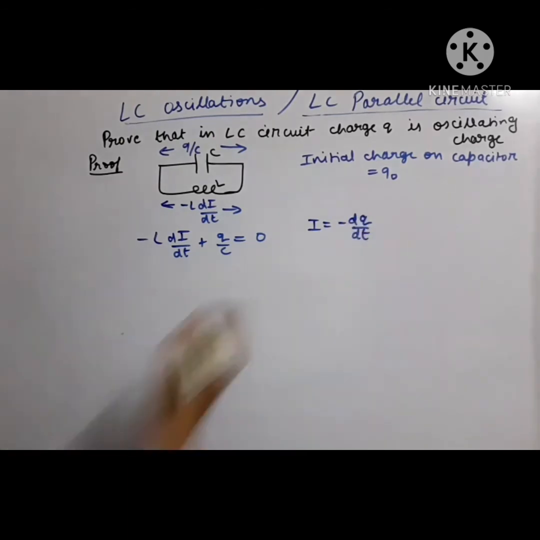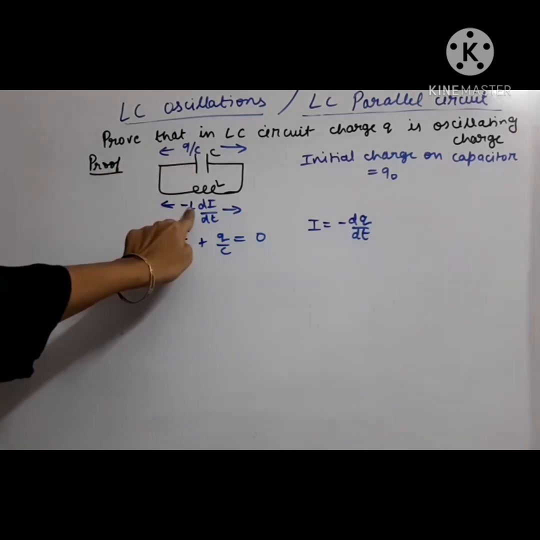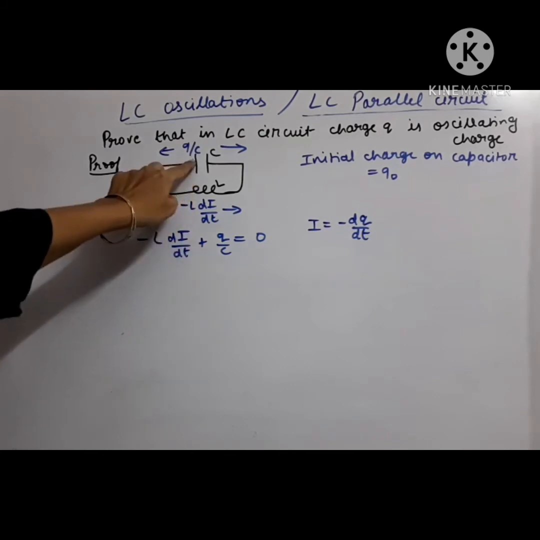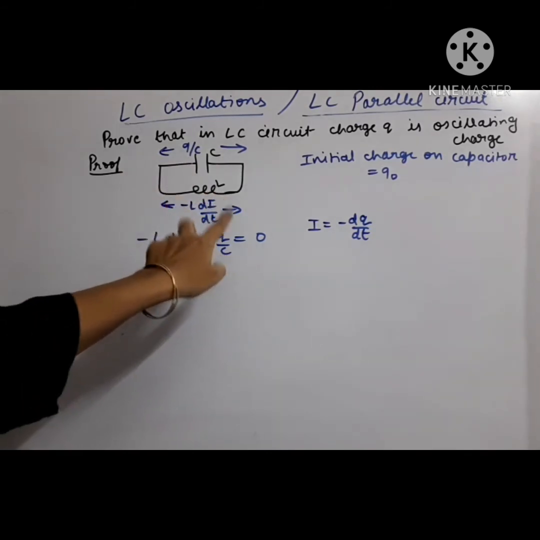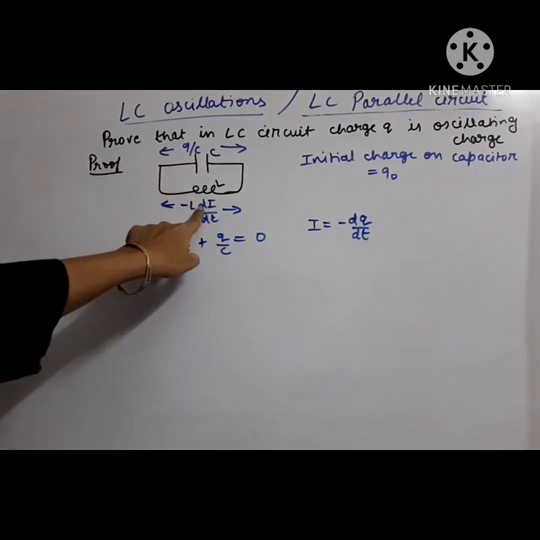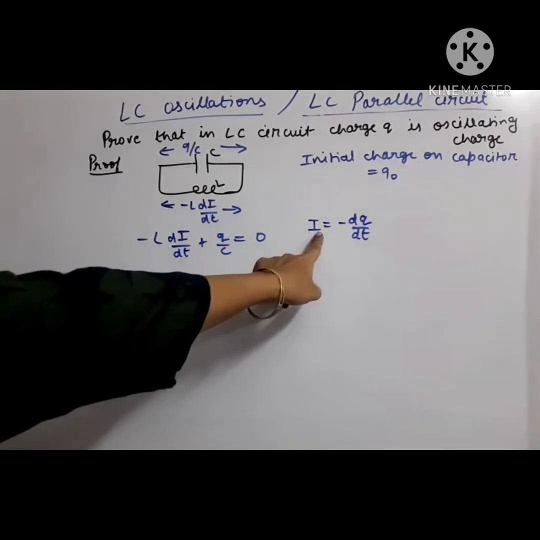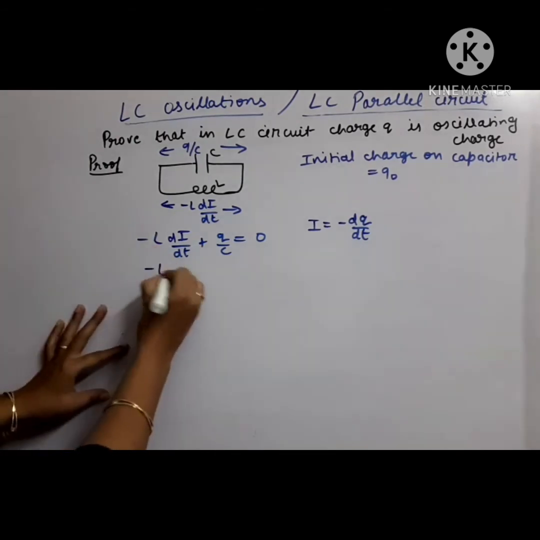Here I is the current flowing due to decreasing charge in the capacitor. What is happening? In case when C is fully charged, it supplies increasing current. Okay, and after that C gets discharged, so it supplies the decreasing current. And final L di by dt we take that only which was generated due to the decreasing current. That's why we have to here take I equal to minus dq by dt.